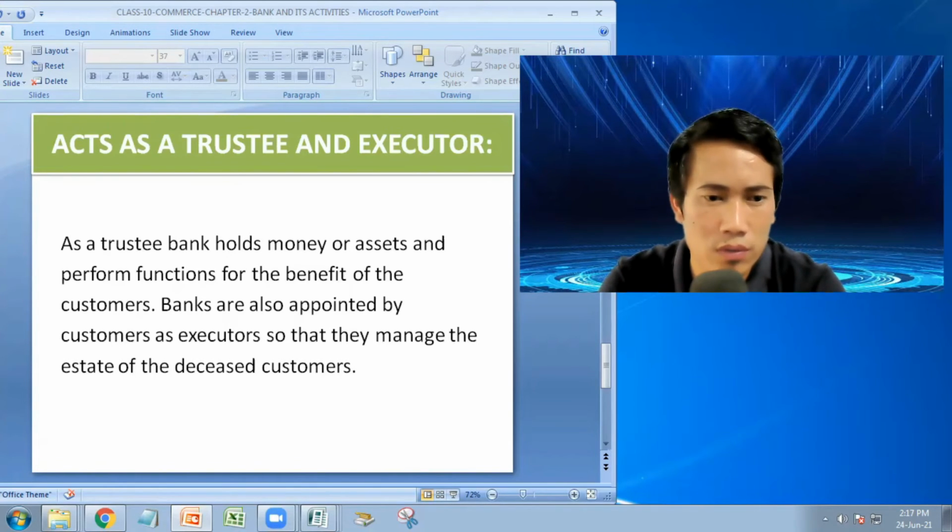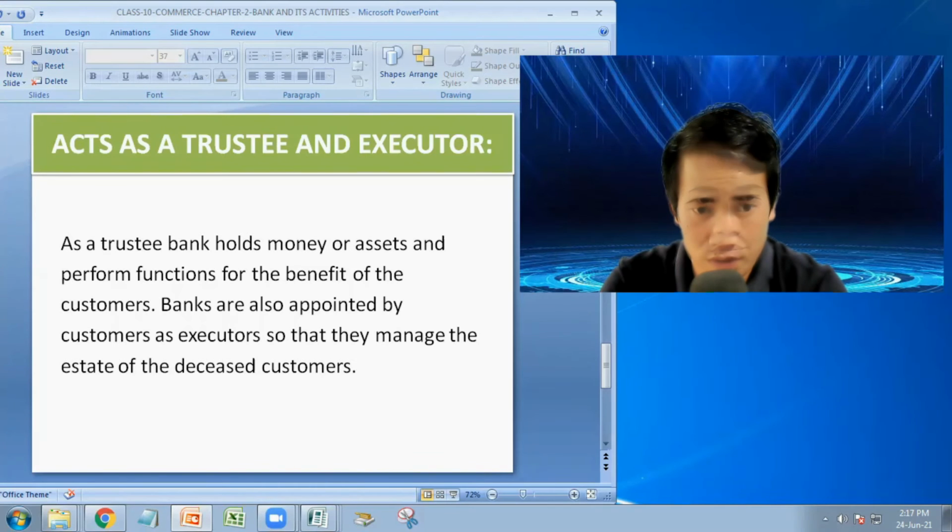Let me explain what this means. When we say deceased customer, that means a person who has opened an account in the bank and is an account holder, who before his or her death will advise the bank to take charge or control of the property or whatever estates they have, so that when the person having an account in the bank dies, it will be handled by the bank on the advice of the customer before his or her death.